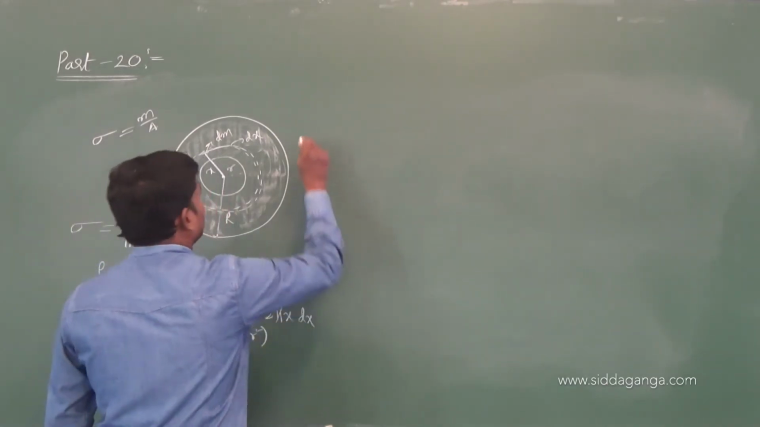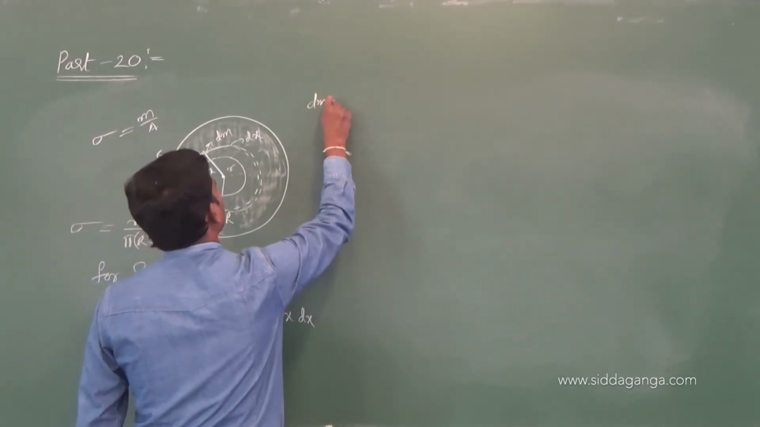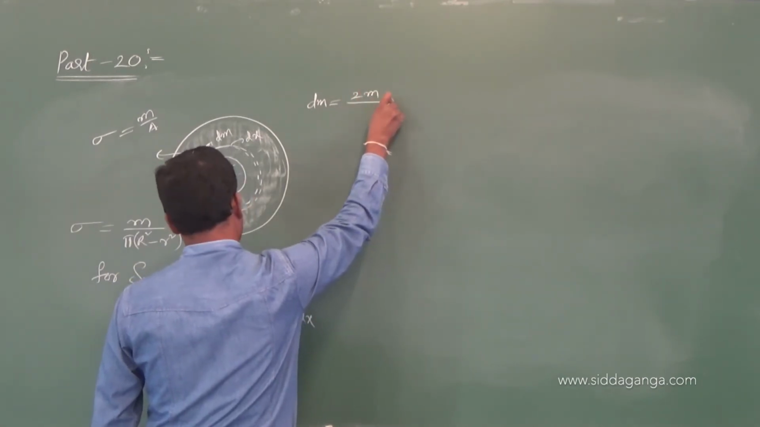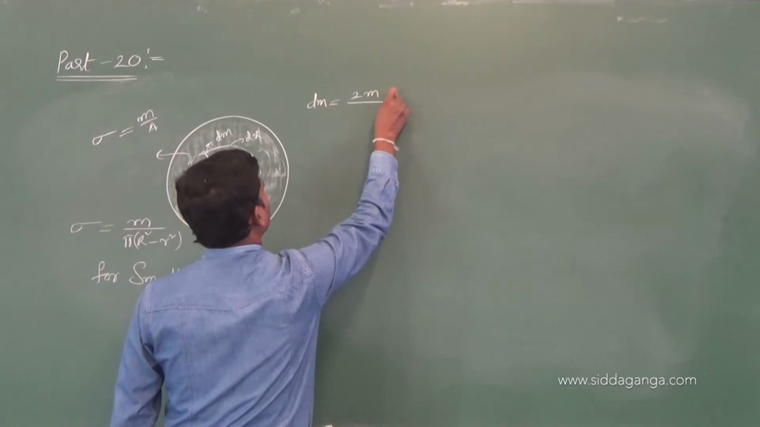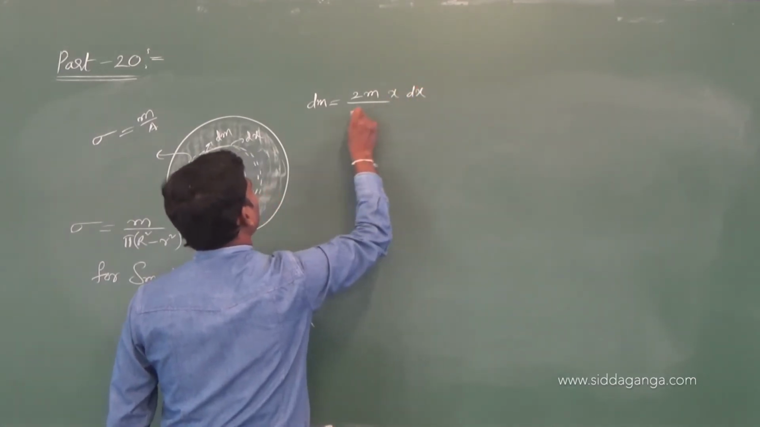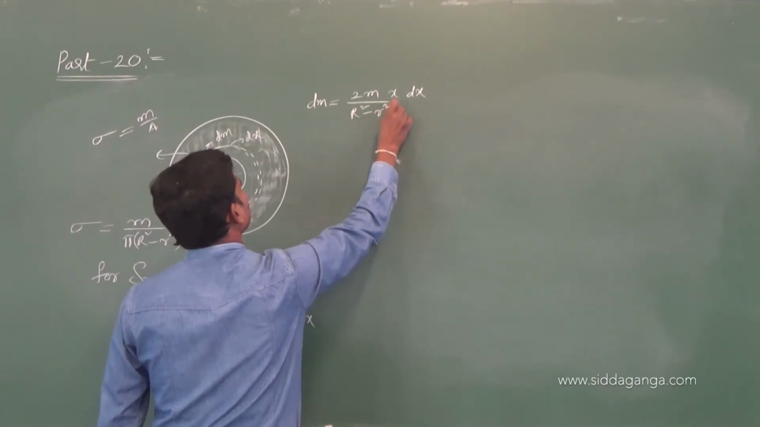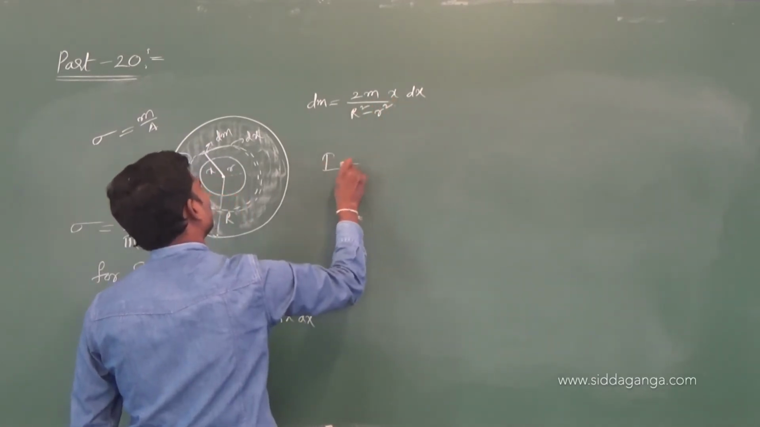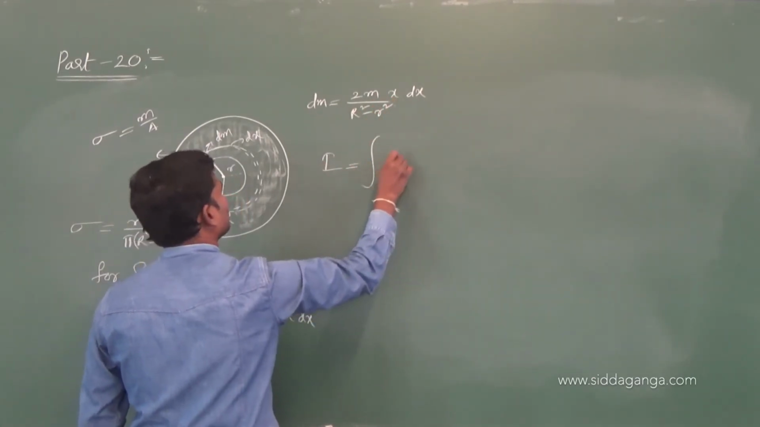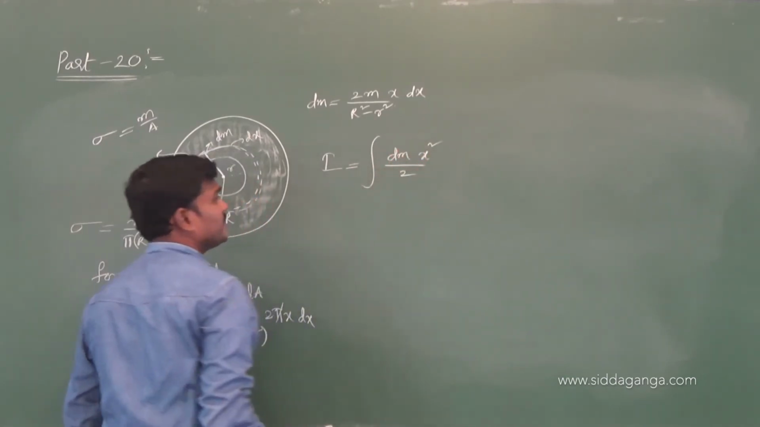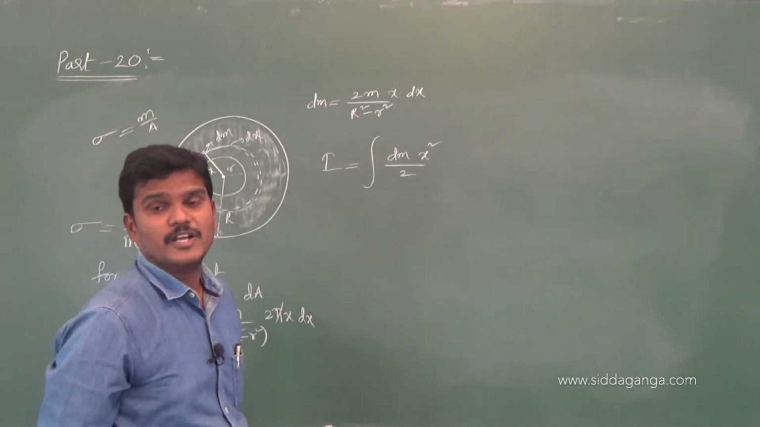Okay, so I got dm as 2M/(R² − r²) x dx. Now the moment of inertia of the small part is the integration of dm into x² by 2. Tell me why it is by 2? Why am I taking by 2?